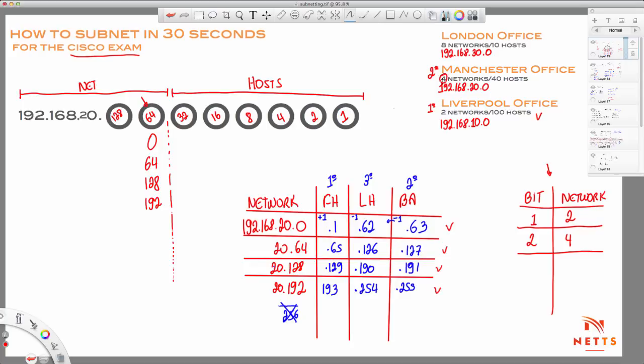We're looking for 4 networks. We're looking for 40 hosts, and we got a maximum of 62 hosts. So the 40 hosts is okay. Problem is solved.